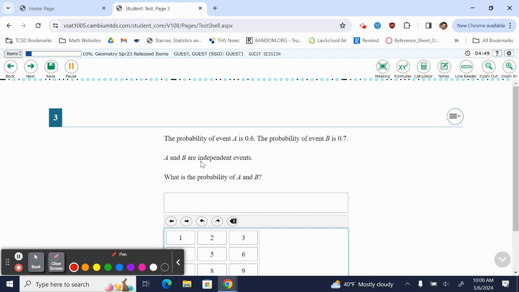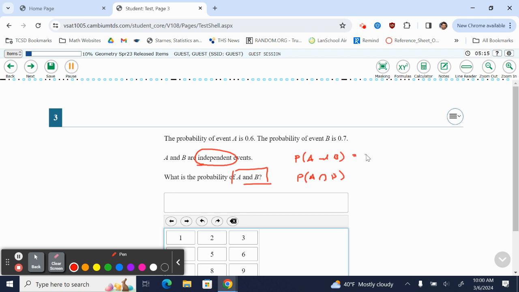So a couple things, right? We are given that A and B are independent events, and we want to find the probability of A and B. There's a couple ways to represent this. You could see the probability of just A and B, or you might see the probability of A and this upside down U that looks like an A without a line, B.